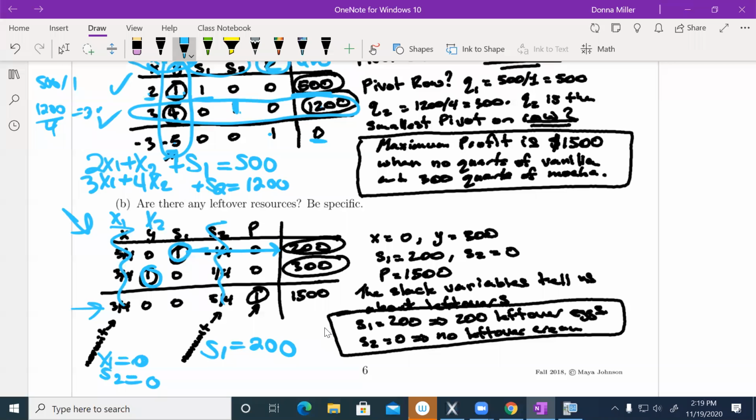And here, x2 would be 300. So what this is telling me, to maximize profit, I make all x2. I don't make any x1 at all. All right. And the maximum profit is what you read down here. This is your Z. So your maximum profit is $1,500. It's the thing in the bottom corner when you're done pivoting. Is that okay?